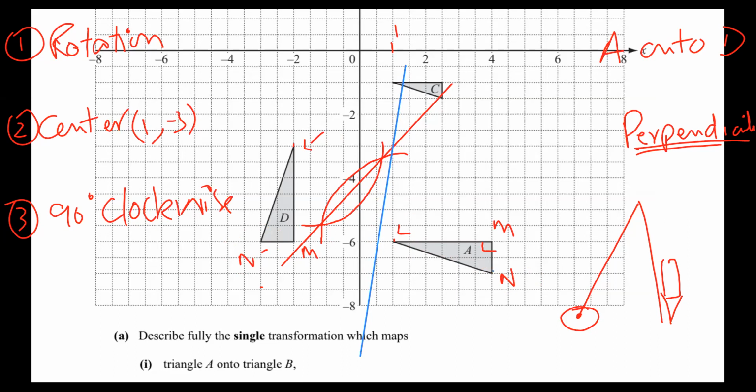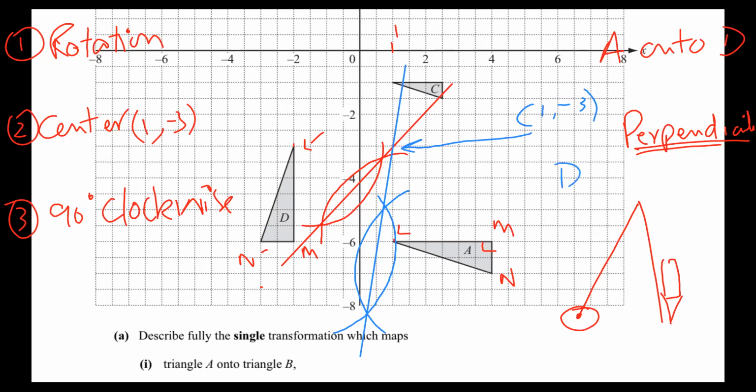Put the needle at N and make an arc like this. Put the needle at N dash. Make an arc like this. And where they cut, we draw a line and both lines intersect at the center. And what is this center? This center is coming x 1, y minus 3. So I think this is the concept, you got the idea. So we will draw two perpendicular bisectors.